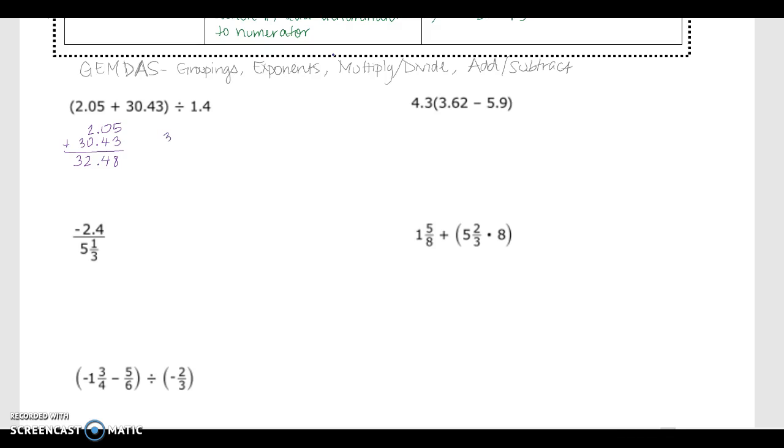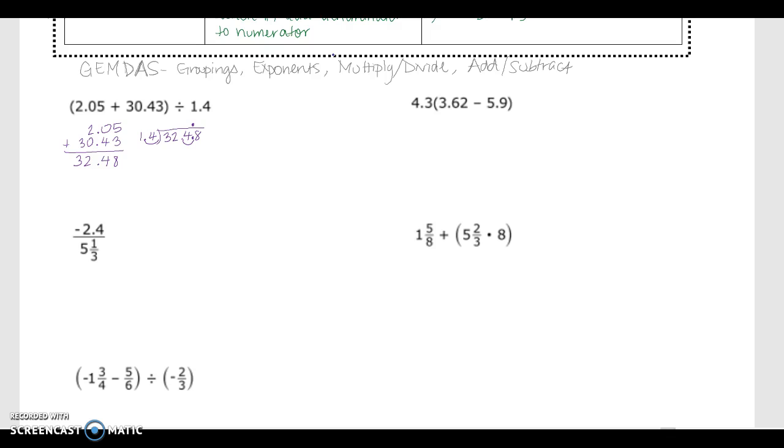1.4. So the first number, 32.48, goes on the inside, 1.4 goes on the outside. I need to make this a whole number, so I'm going to move it one place. And do the same on the inside and move it up to the top. Okay. And then you just divide. So go ahead and press pause and do your division. Okay, and know that you can be checking your answers in the Excel document with the conditional formatting, okay?